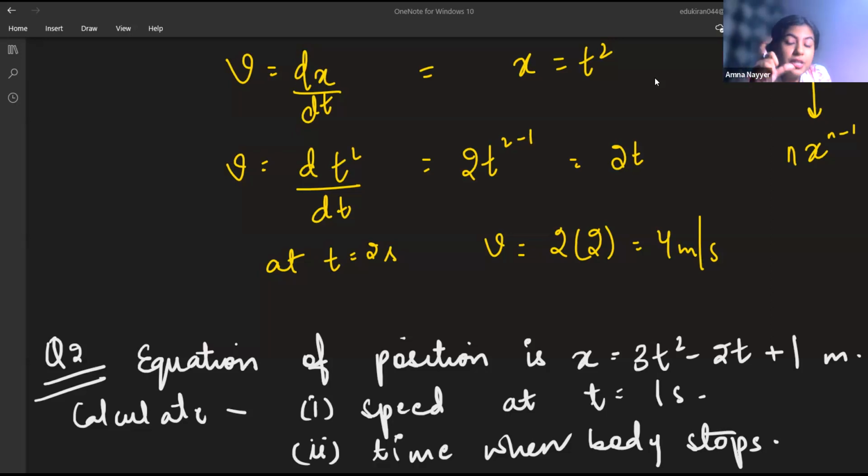If a duration is given to you, had the question been from 1 to 2 seconds, or 3 to 4 seconds, or 2 p.m. to 4 p.m., in that case you use average speed.